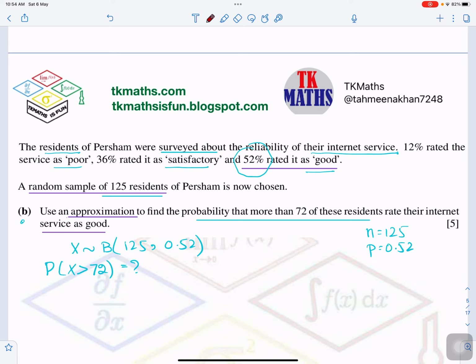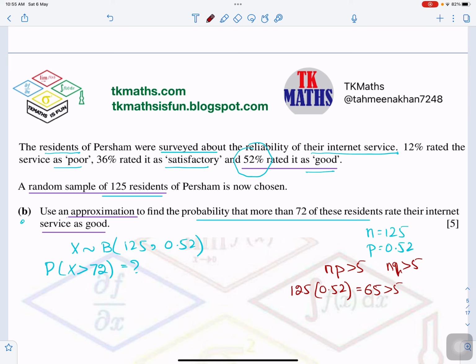When you solve a binomial question using the normal approximation, you check two conditions. One is np greater than 5 and the other is nq greater than 5. Let's see whether this matches the condition or not, because you have to show in the paper that the condition is satisfied. So n is 125 and p is 0.52. Use your calculator. The answer is 65, which is greater than 5.